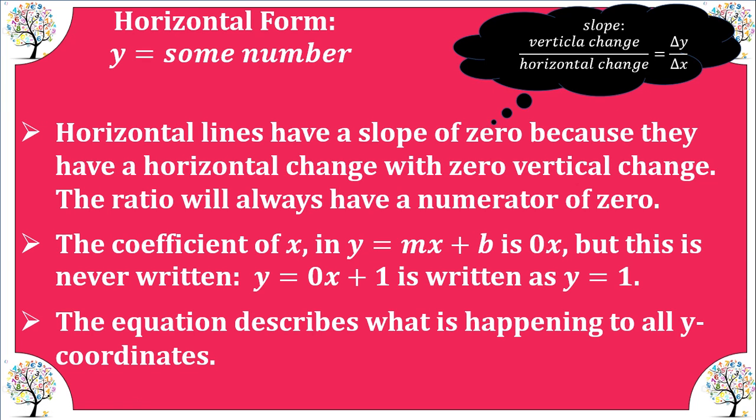Okay, horizontal lines. Remember, horizontal lines are lines that run from left to right. They have a slope of 0, because there's no vertical change. It is just going steady from left to right. It is staying constant.